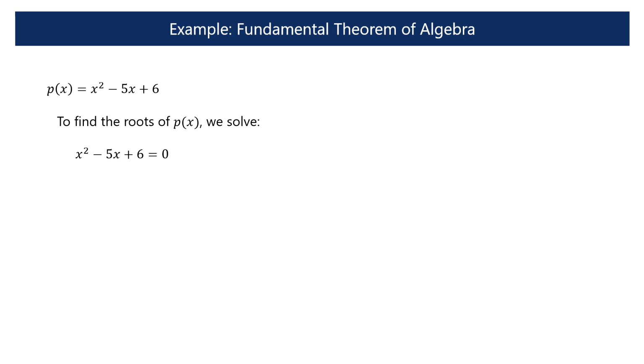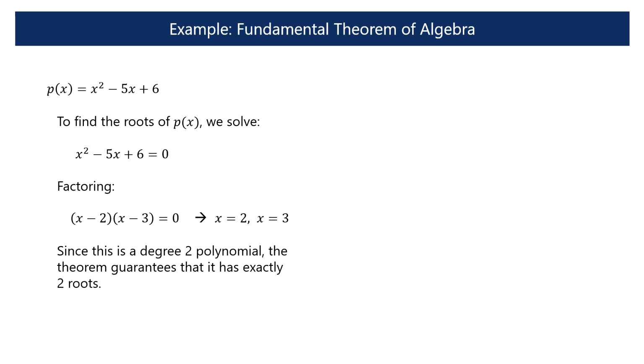Let's illustrate this theorem using a quadratic polynomial. To find the roots of p(x), we solve this equation. This equation can be factored in this way, setting each factor to 0, and we can find the roots. So, the roots of p(x) are x equals 2 and x equals 3. Since this is a degree 2 polynomial, the fundamental theorem of algebra guarantees that it has exactly 2 roots.